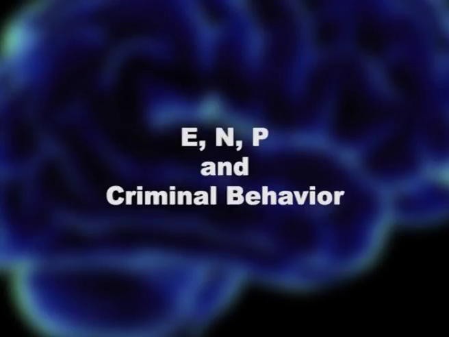E, N, P and criminal behavior. In Eysenck's theory, personality is linked to criminal behavior via socialization processes. Eysenck viewed criminal behavior as developmentally immature in that it is selfish and concerned with immediate gratification. The process of socialization is one in which children are taught to become more able to delay gratification and more socially oriented. This is accomplished primarily through conditioning.